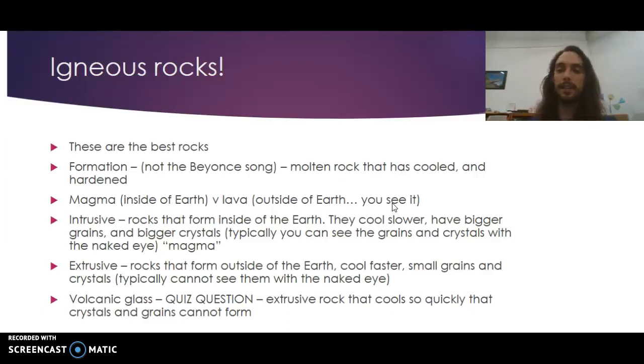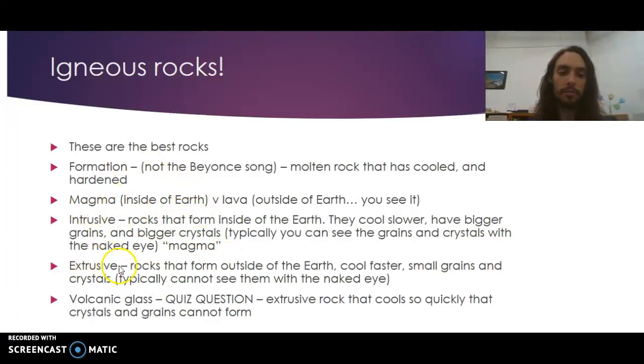And that kind of makes sense if you think about what's in magma. There are other pieces of rock in that magma. So if it cools slower, those other pieces of rock are going to stay in that magma, rather than if it cools quickly, it's just going to kind of be one piece of rock. So they have bigger grains and bigger crystals. Typically, you can see the grains and crystals with your naked eye, and that's going to be magma. So when you think of intrusive, think of magma, think of inside of the earth.